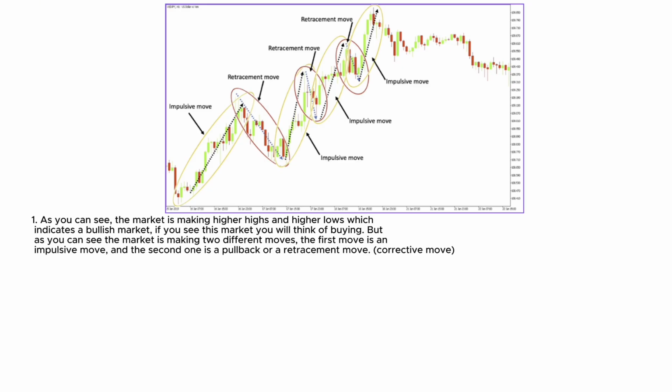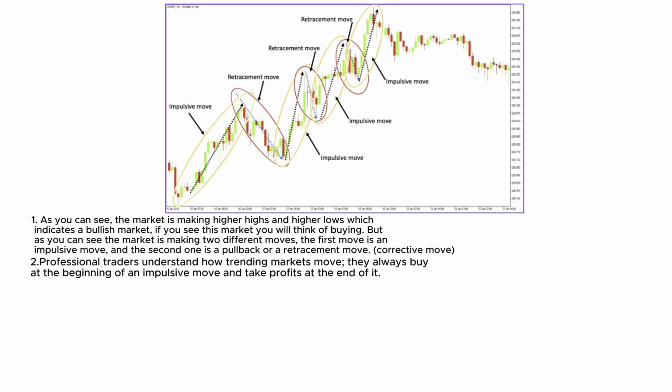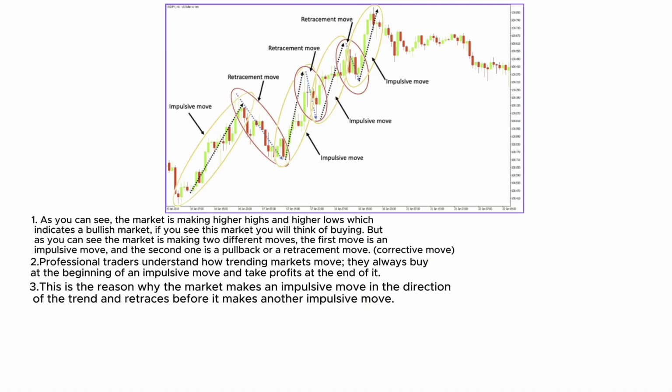If you see this market, you think of buying, but as you can see, the market is making two different moves. The first move is an impulsive move, and the second is a pullback or a retracement move. It is also called a corrective move. Professional traders understand how trending markets move. They always buy at the beginning of an impulsive move and take profit at the end of it. This is the reason why the market makes an impulsive move in the direction of the trend and retraces before it makes another impulsive move.